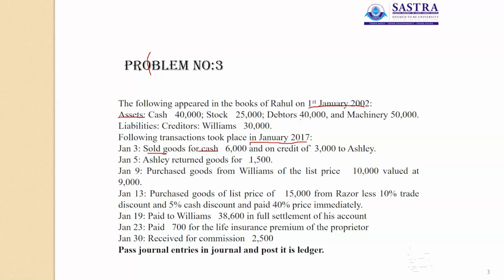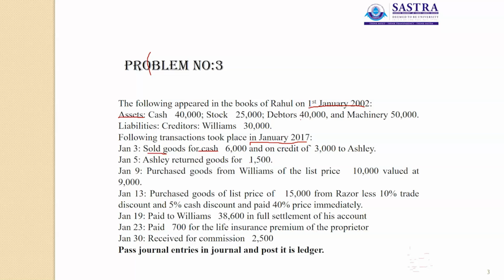Here the transactions are done during the period of January 2017. So here sold goods for cash 6,000, and on credit 3,000 to Ashley. So here there are two transactions. One is a cash transaction and another one is a credit transaction. Cash transaction is 6,000 and credit transaction is rupees 3,000 to Ashley. What are the accounts involved here? One is cash and sales, and another one is credit, the name of the person, Ashley.